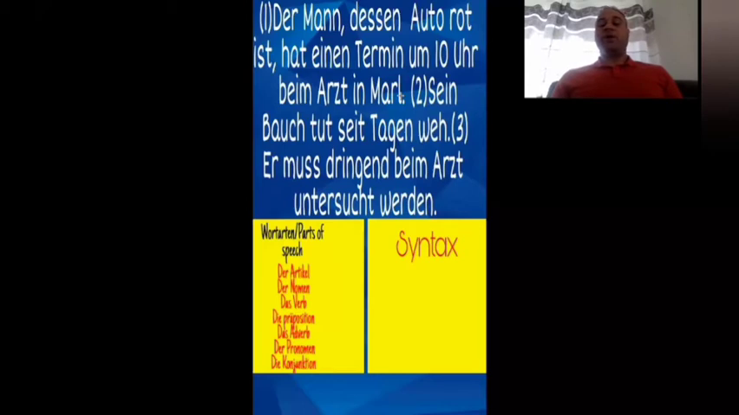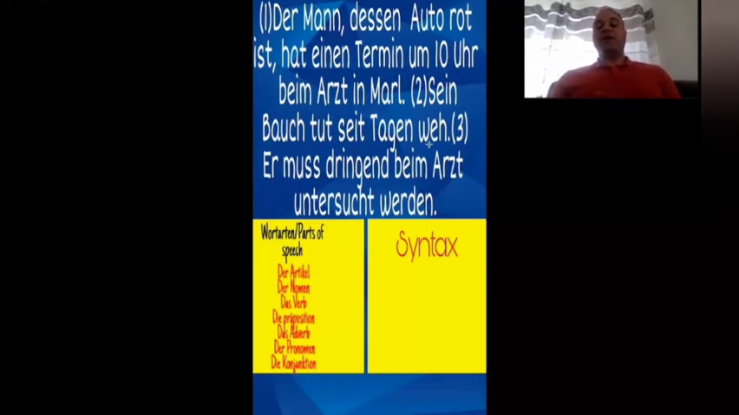The second sentence begins with sein. Sein in this case is a possessive pronoun. Sein Bauch means his belly, referring here to the man, the belly of the man.